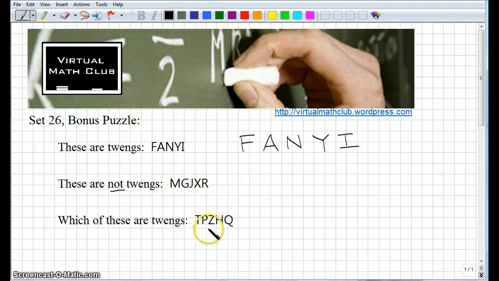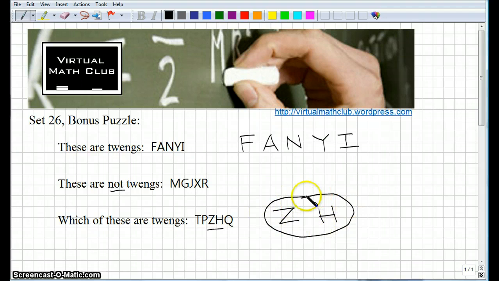So the only letters down here which are twangs are Z and H. Z is 1, 2, 3, and H, 1, 2, 3. 3 straight lines. None of these other ones: Q has a rounded part, P is curved, and T is 2 straight lines. So the answer is that Z and H are also twangs. So there you go.